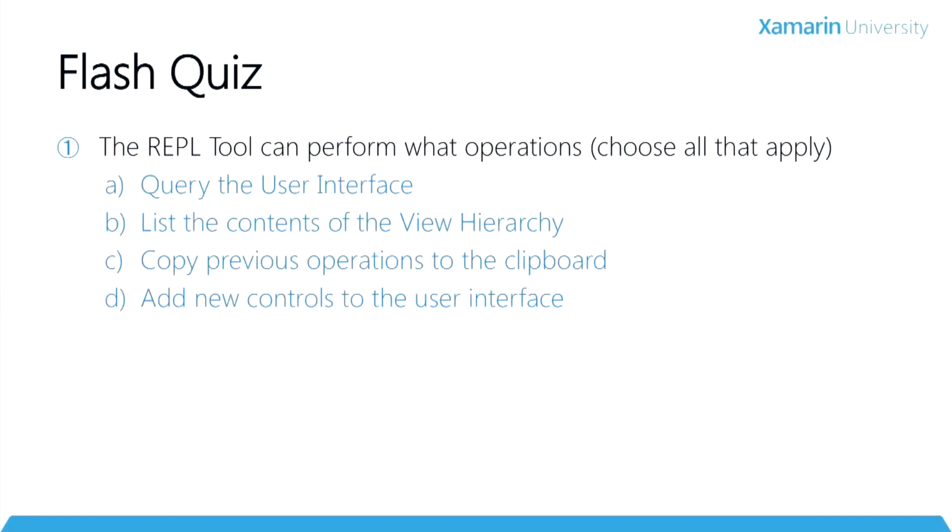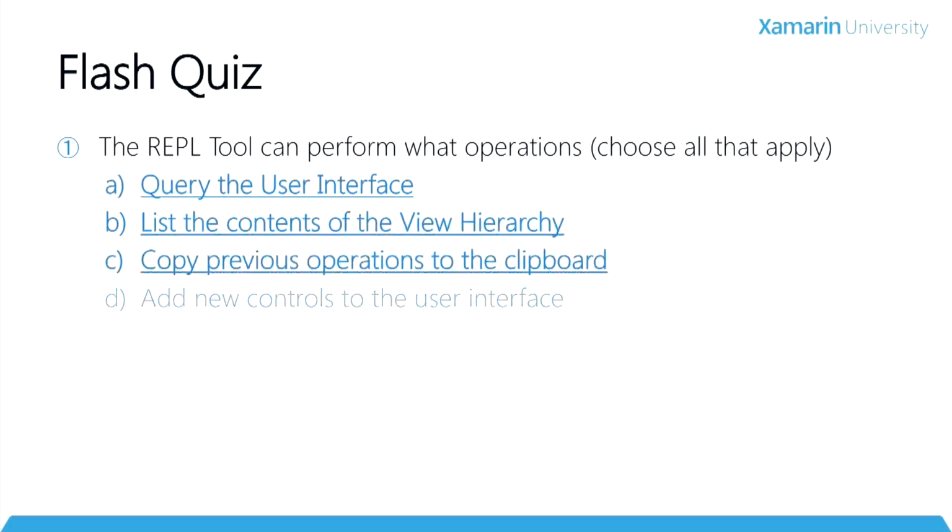Question 1. The REPL tool can perform what operations? Choose all that apply. This could be more than one answer. Is it A, query the user interface? B, list the contents of the view hierarchy? C, copy previous operations to the clipboard? Or D, add new controls to the user interface? The REPL tool is a read-only tool, except for entering text into fields. We can't just add random controls to the user interface.